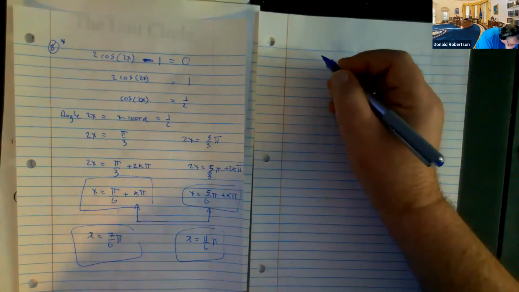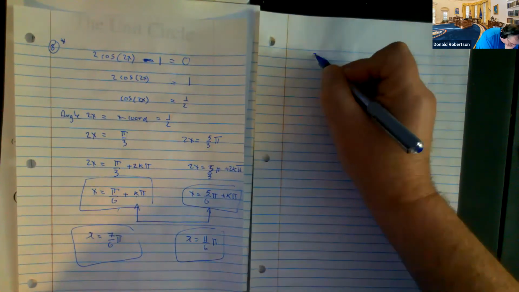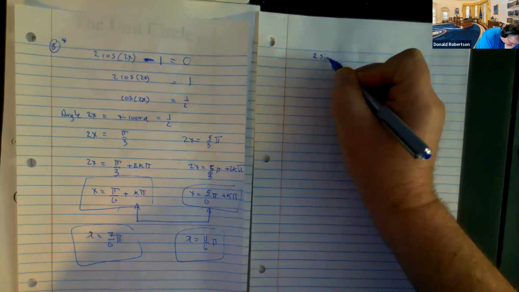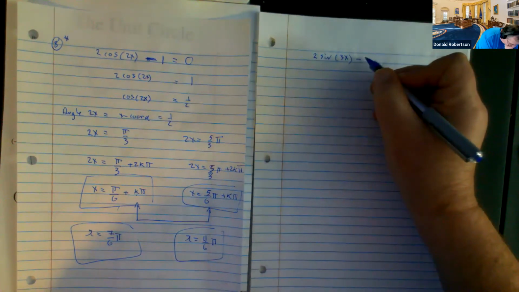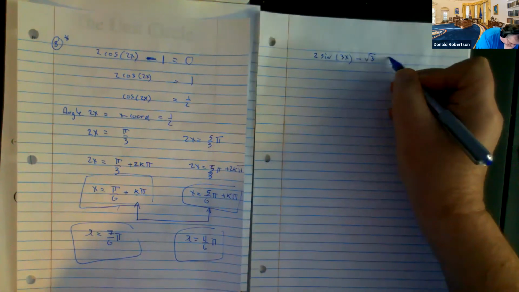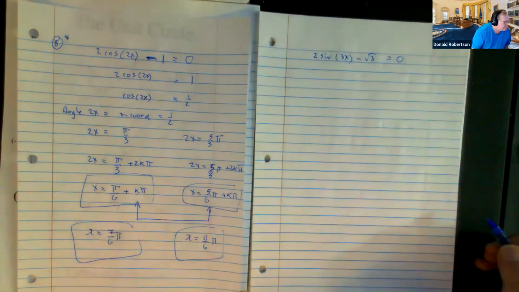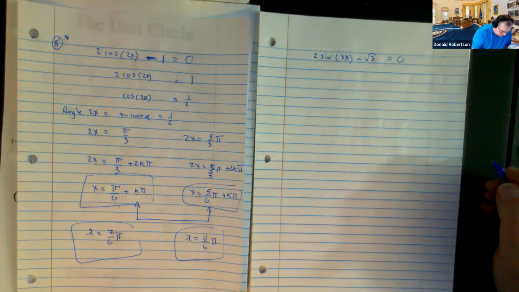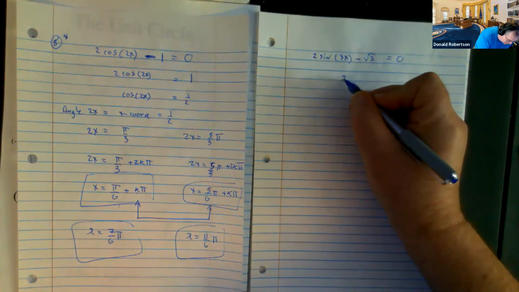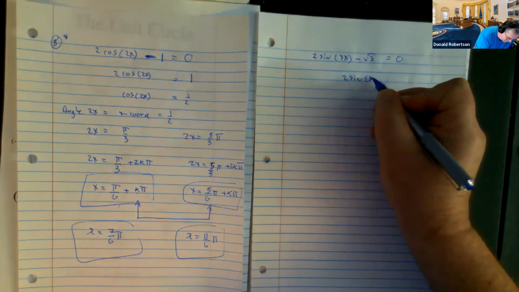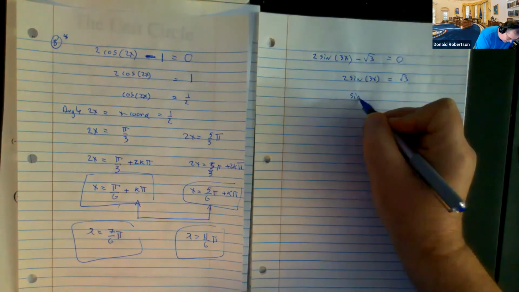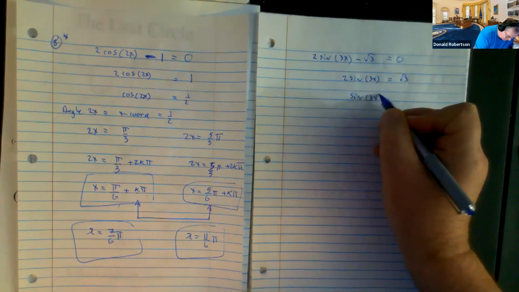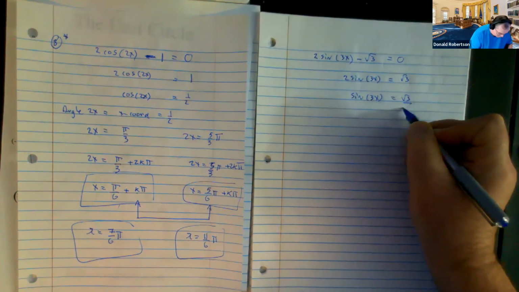So let's do another one of those guys. I'm trying to figure one out that's going to come out reasonably nice. Let's introduce 2 sine 3x, and take away root 3 equals 0. If you add the square root of 3 to both sides, you get that. If you then divide both sides by 2, you get that.